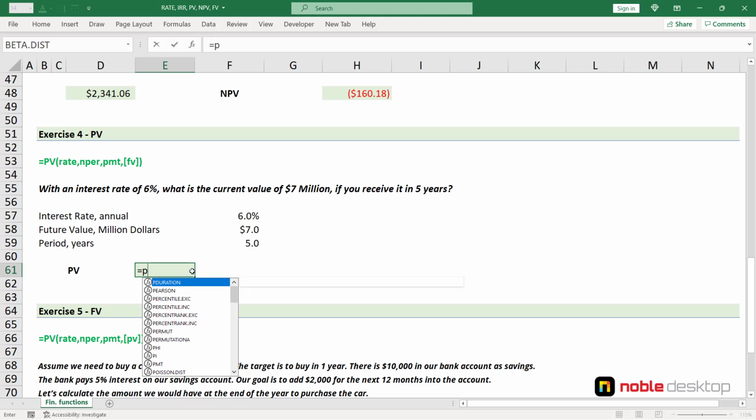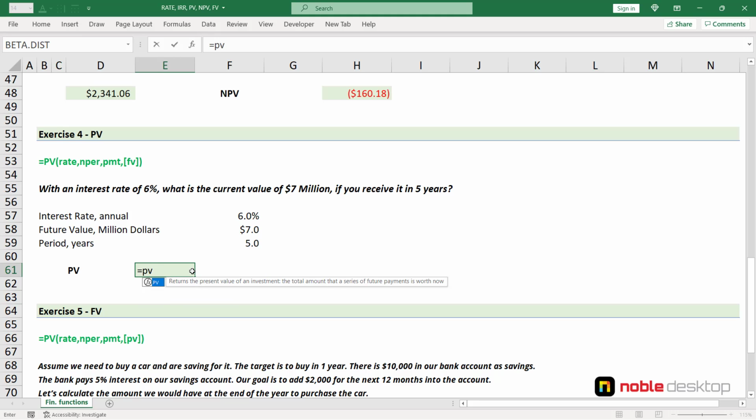Let's go ahead and use the PV function here. Excel gives me a hint that PV returns the present value of an investment, the total amount that a series of future payments is worth now. Beautiful, that's what I want. I'm gonna grab it with tab.